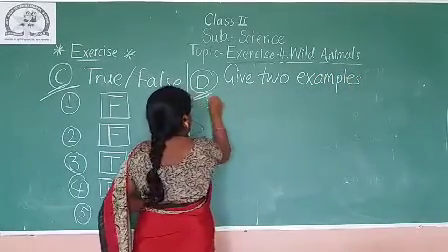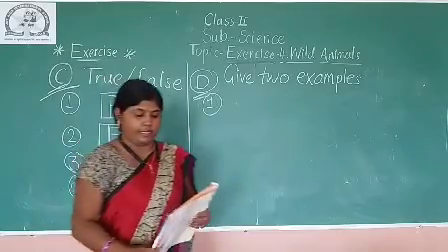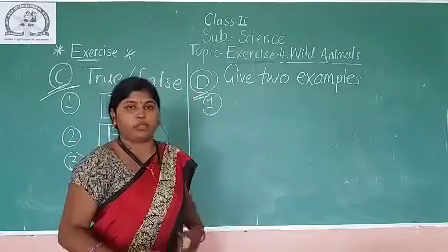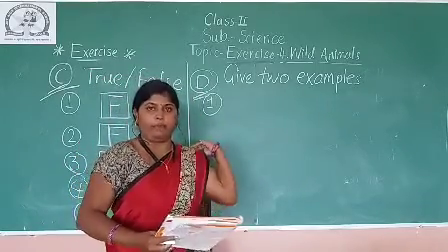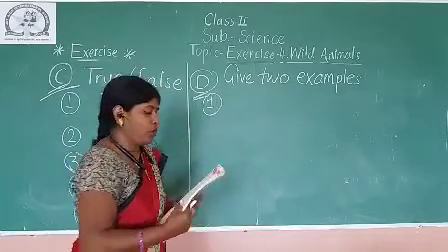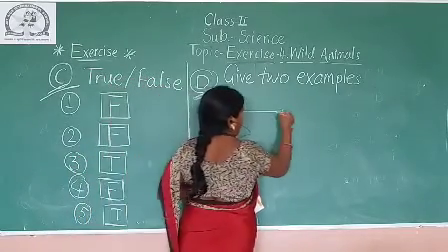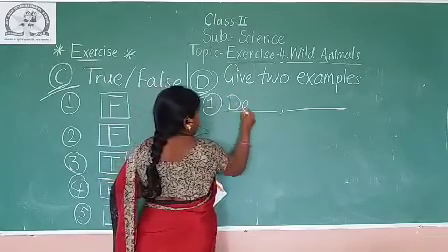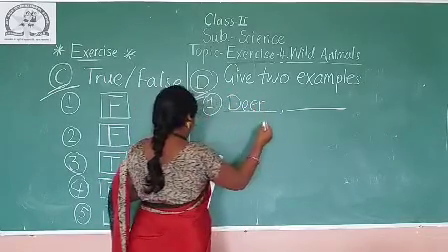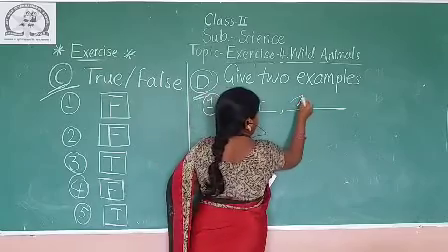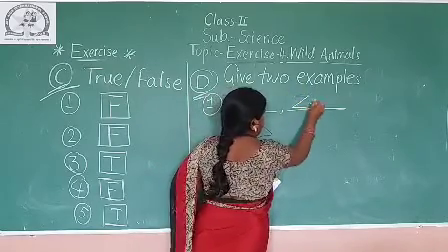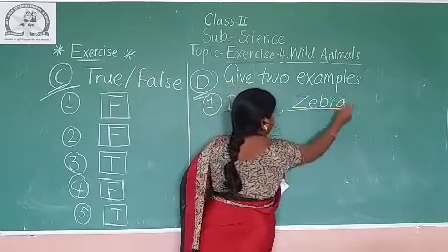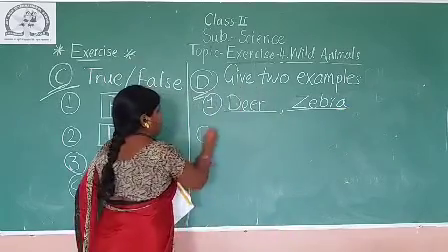Now, number 1. So what is the question? Plant eating animals. So you have to write 2 examples of plant eating animals. So I am writing only the answers. So deer and zebra. Okay. Question number 2.